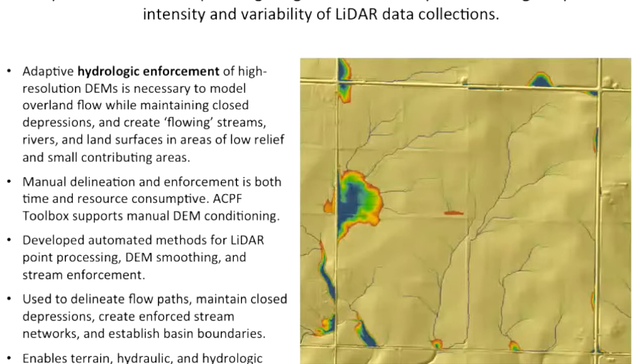But that's not without some problems, and most of those are an artifact of the fact that LiDAR is an active sensor that only records surface elevation. So every time you see a road, it takes the top of the road. It doesn't account for the fact that there's a culvert that goes under the road for the water to go through. So over the years, we've worked on developing tools and methods for what we call adaptive hydrologic enforcement.